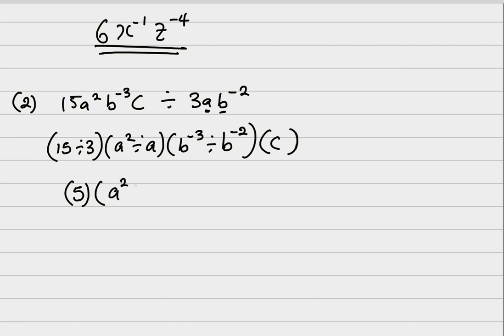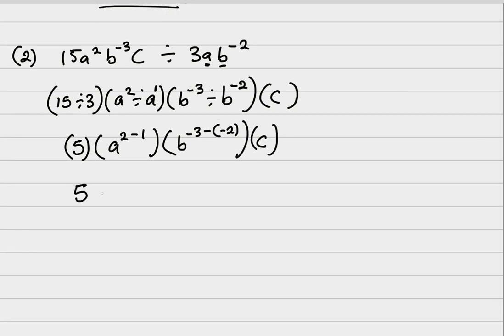Then because of this division, it's going to be minus 1, because this is like a raised to power 1. Then I have b raised to power minus 3 minus minus 2. Then I have my c like this. So this is going to be 5. Then this is a. Then I have b. You see, I have minus 3. Then minus times minus 2, we have plus 2. So it's going to be minus 1. Then I have my c. Very simple. That is it.